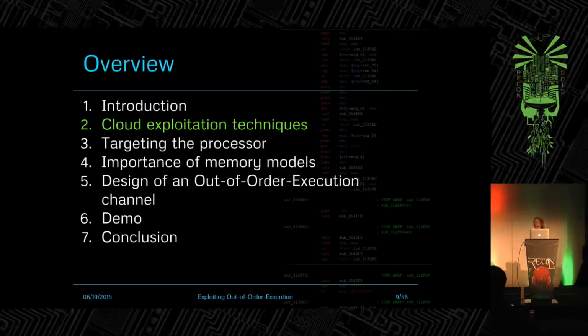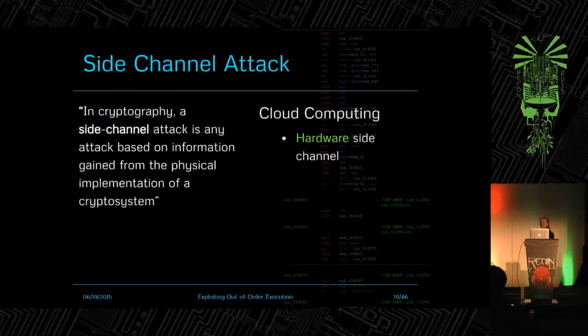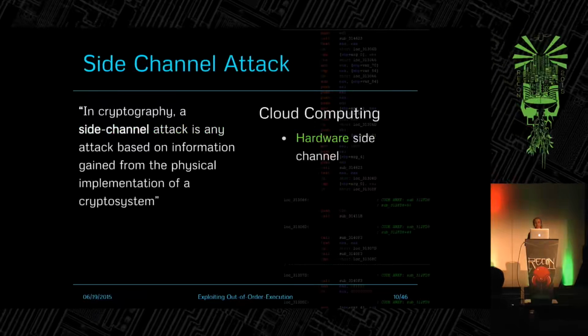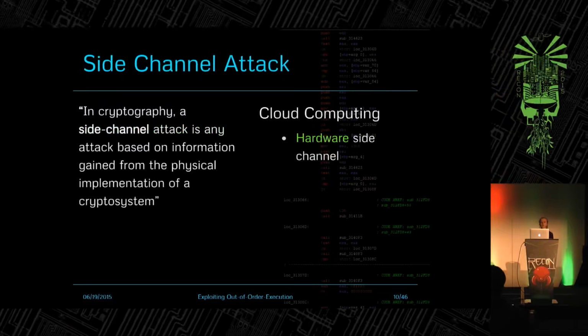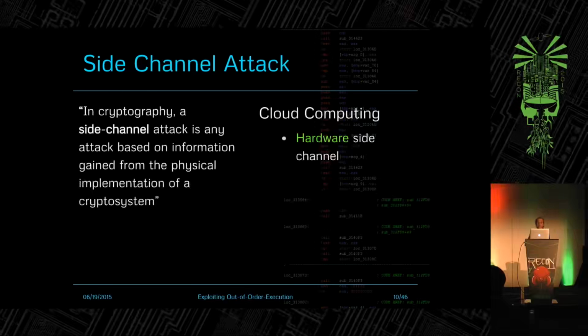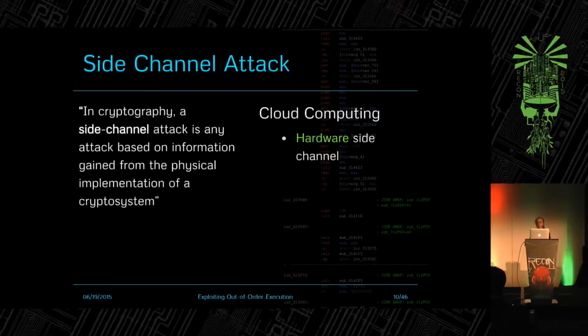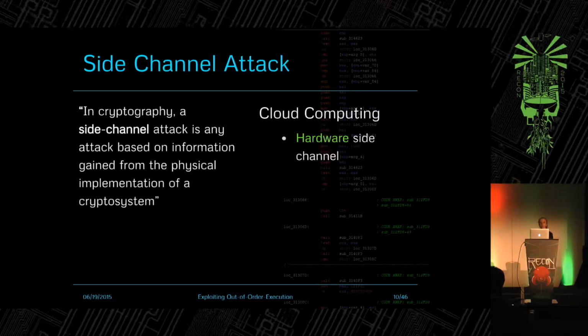So how can we exploit this? Well, we can use something like in cryptography. A side channel attack is any attack in which you can gain information from the surrounding system that's implementing the crypto scheme that you're running or the program that's encrypting something.